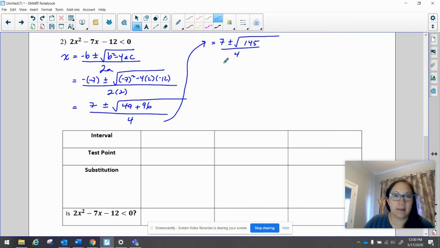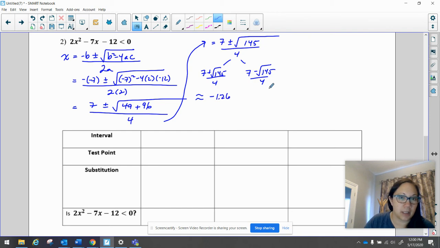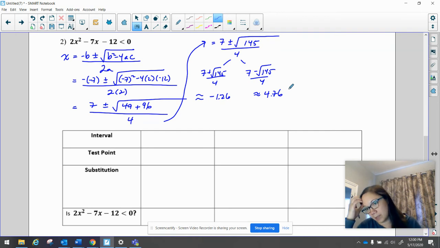And unfortunately, it just doesn't really get any better than that. So again, this splits into our two solutions. We've got 7 plus root 145 over 4, and then 7 minus root 145 over 4. When we calculate these on our calculators, we get about -1.26 and about 4.76. Now, normally we don't take them into decimals, but the reason we want to do that right now is because we have to draw a number line and divide it up somewhat. So we need to know approximately where those zeros are.